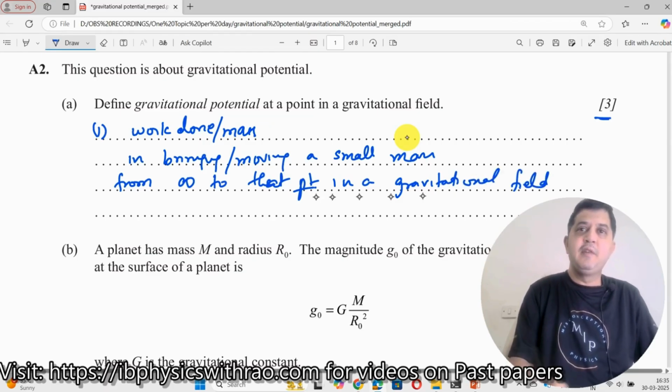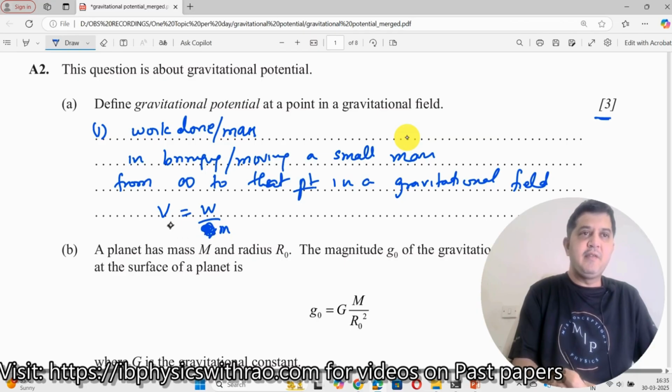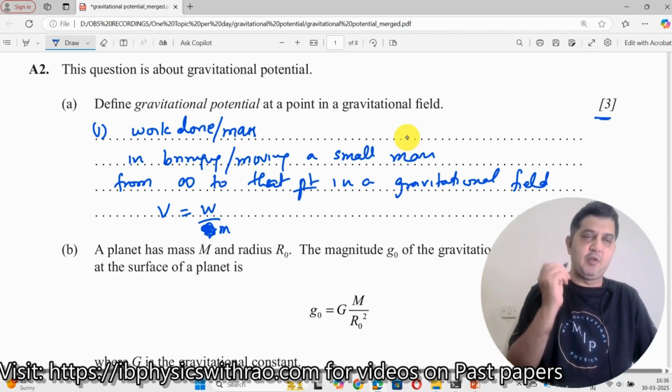If you still want to write an equation, which will always put you some marks, you can write potential V is equal to W divided by M. If it was asked for electrostatic potential, you would write Q. If it is asked for gravitational potential, you write M over here, W by M. Work done per unit mass in bringing or moving a small mass from infinity to that point in a gravitational field. This is what we call gravitational potential.